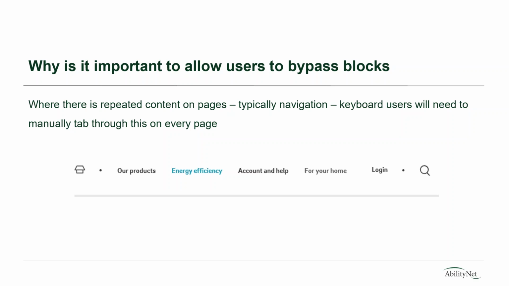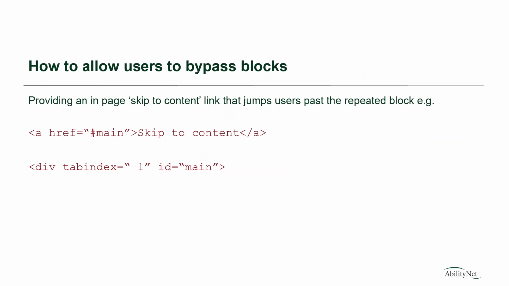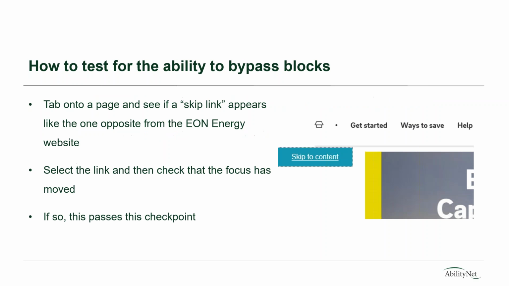So how can you do this? Well, there's a way to put in-page links in a page. That's a link that skips to another point within that same page, and you can use it to jump or skip past these repeated blocks of navigation or blocks of content. So this is just a very short snippet of HTML. I'm not going to dwell on this because actually there's a very good working example on the Eon Energy website which we'll look at now.